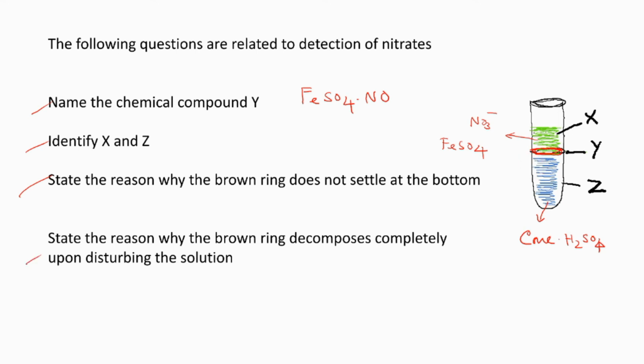State the reason why the brown ring decomposes completely upon disturbing the solution. Remember, the reaction between ferrous sulfate, nitrate ion and concentrated sulfuric acid is an exothermic reaction. Heat will be generated as a result of the reaction. So, if you are shaking the test tube, because of the heat generated, what will happen? The brown ring will be decomposing easily. So you can tell like that.